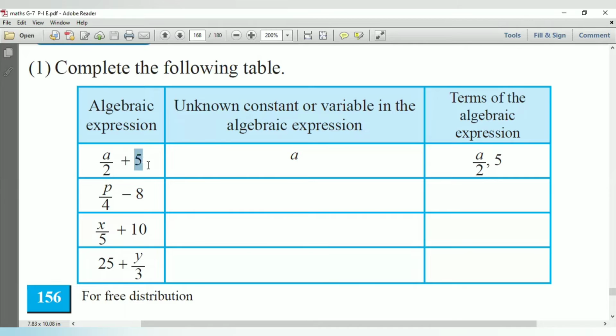Next, 5 is another term. Those two are combined using a plus.